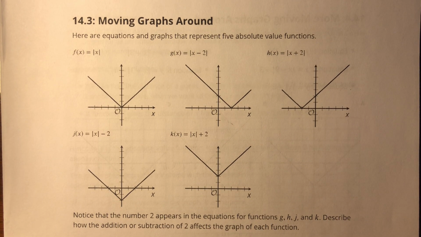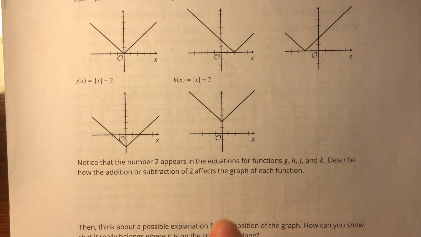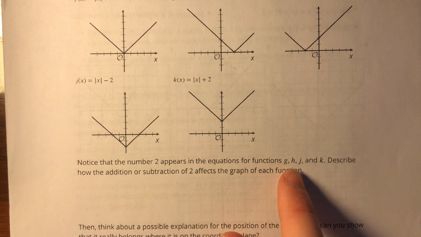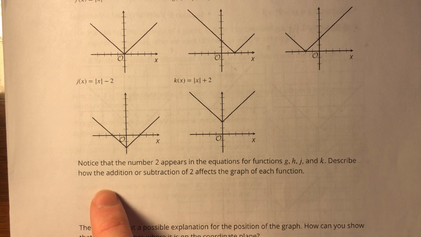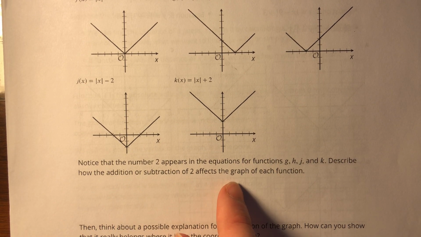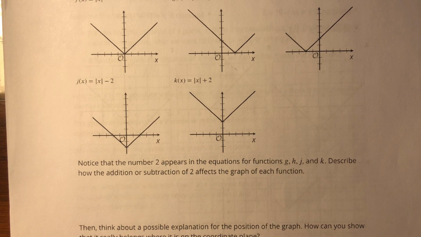14.3, moving graphs around. Here are equations and graphs that represent 5 absolute value functions. Notice that the number 2 appears in the equations for functions g, h, j, and k, so not f. Describe how the addition or subtraction of 2 affects the graph of each function.